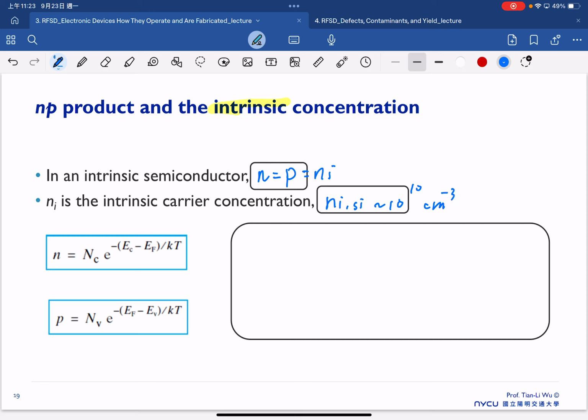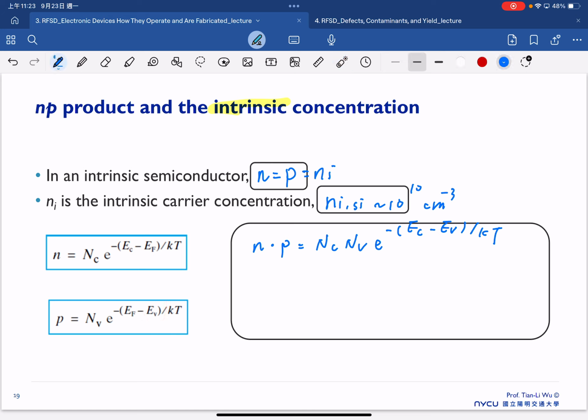So that's a rough number we will use very often. This is around 10 to 10 here. And we also know about this equation previously. If we have N times P, that will be equal to NC NV exponential minus EC minus EV over KT, right? Because of this, EF can be cancelled, so we only have EC and EV left here.